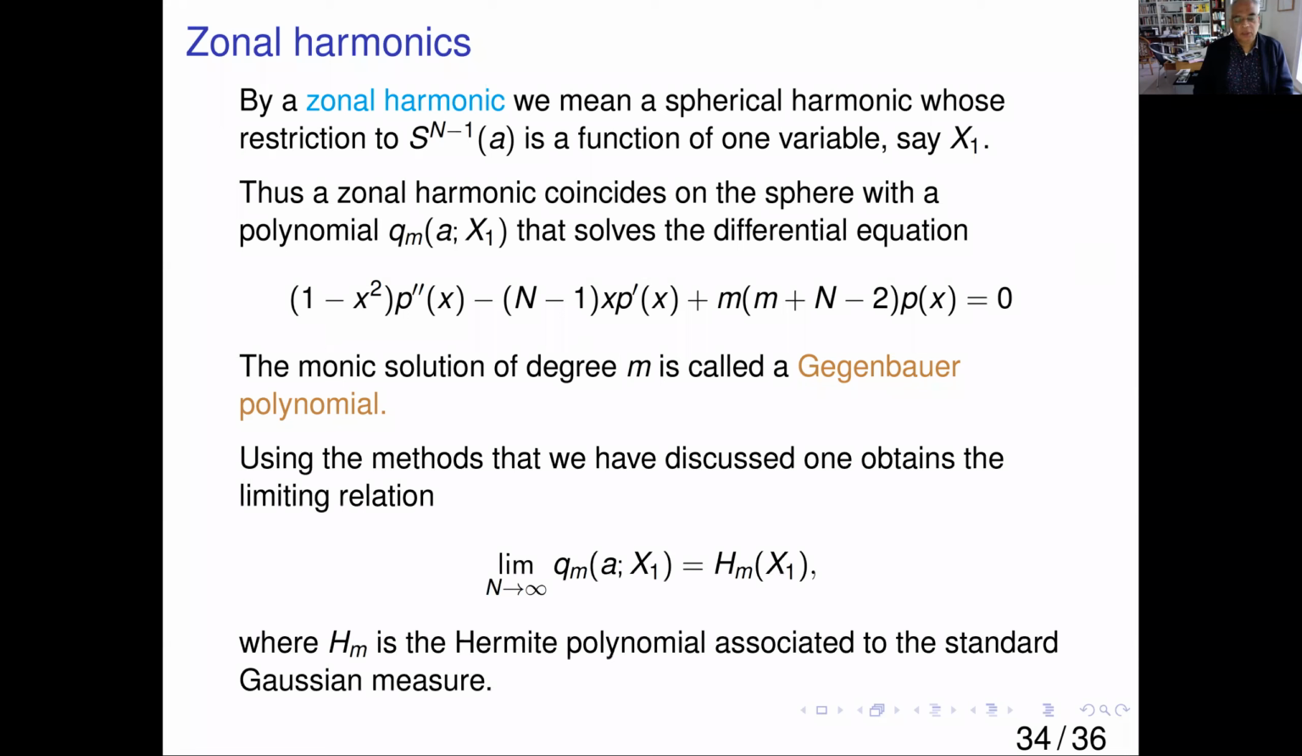So one might ask what happens when big N goes to infinity. Well, if you put everything together, what we've been discussing, it turns out that this Gegenbauer polynomial in the large N limit becomes a Hermite polynomial. Okay, so we're almost done. I think we're done.